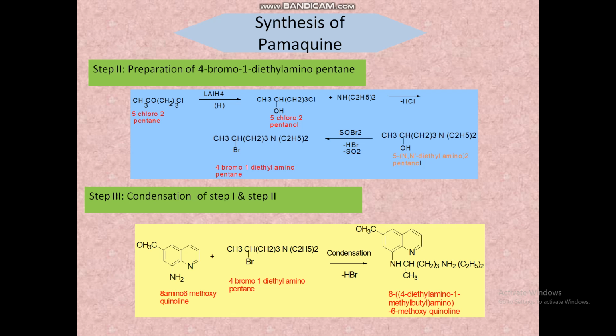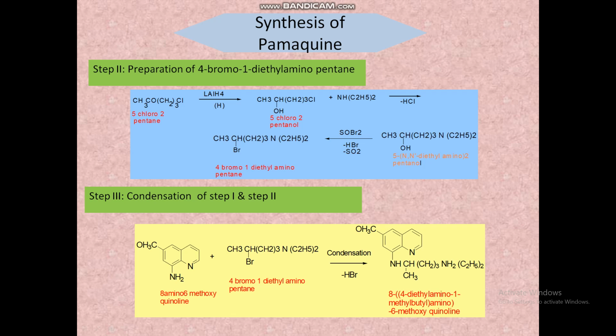Step 2 is the preparation of 4-bromo-1-diethylaminopentane. We prepared 4-bromo-1-diethylaminopentane. So, what is step 3? The condensation of the step 1 and step 2 products. We have to condense what?